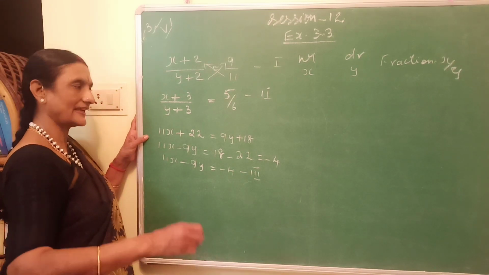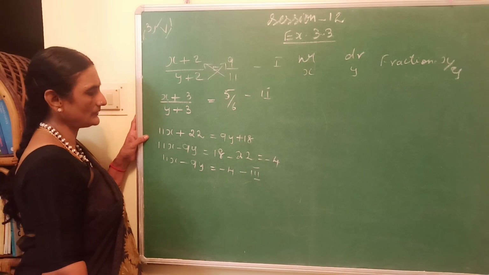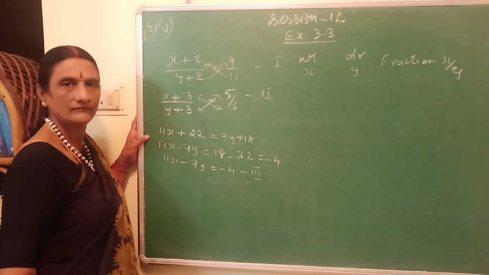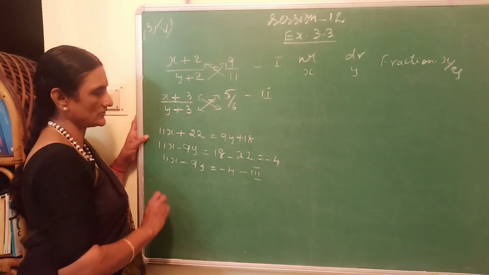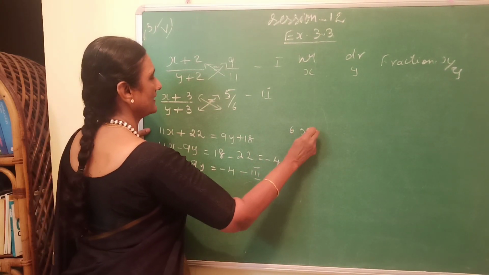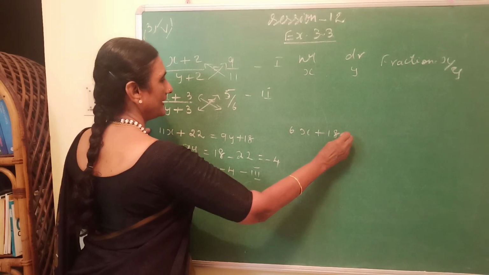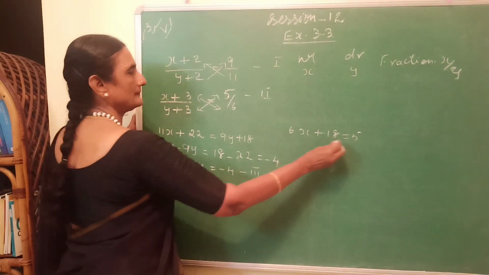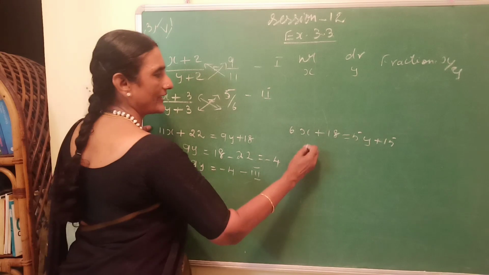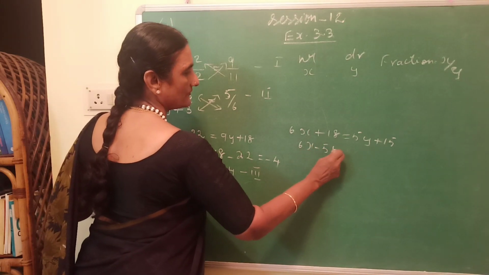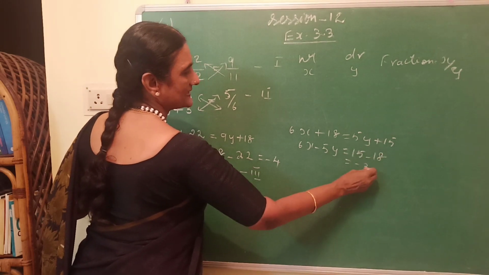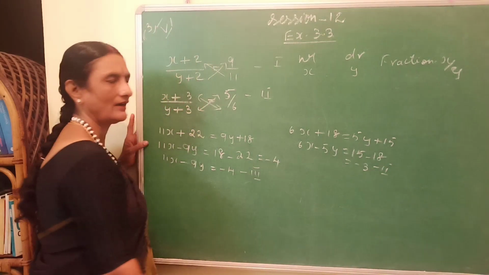Now for the second equation, I am going to transpose using cross multiplication. So my second equation becomes 6x + 18 = 5y + 15. Now this 5y comes to this side, so 6x - 5y = 15 - 18, which gives minus 3. This is equation 2. Are you understanding?